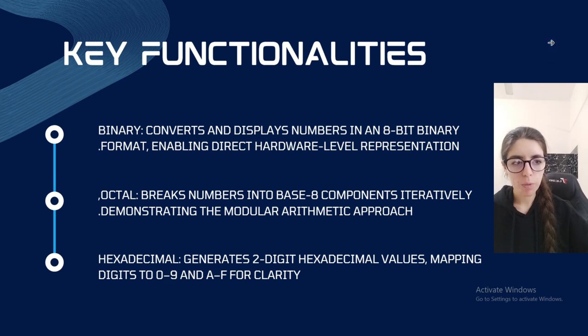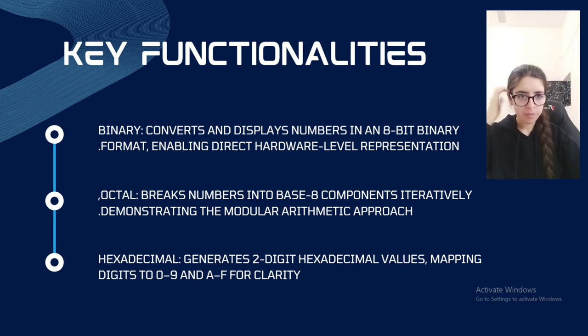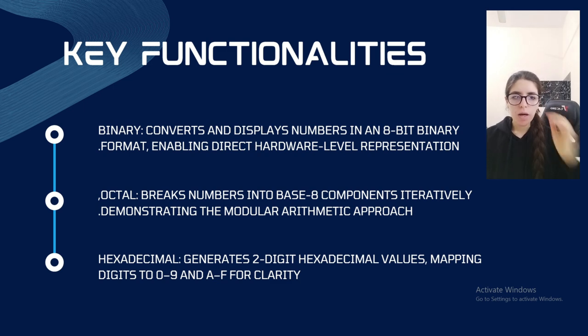Our program has three key functionalities. The first one is binary conversion, which converts numbers into 8-bit binary format, which is useful for hardware. The second one is octal conversion, which breaks numbers into base 8 components using modular arithmetic. The third one is hexadecimal conversion, which generates 2-digit hexadecimal values, mapping digits 0 to 9 and letters A to F.